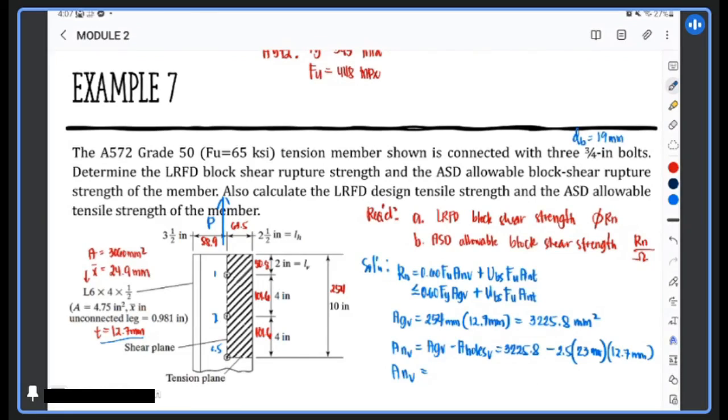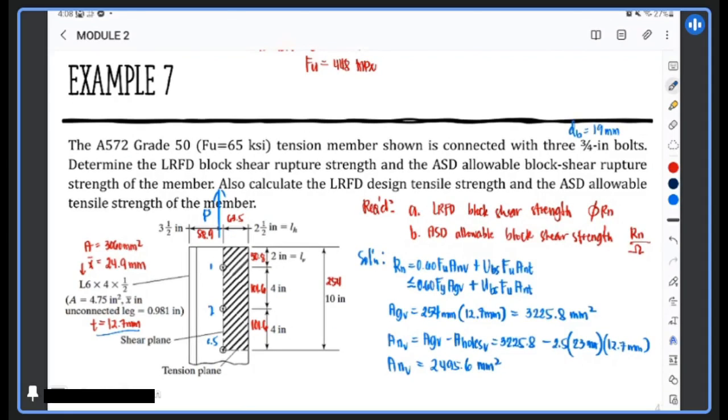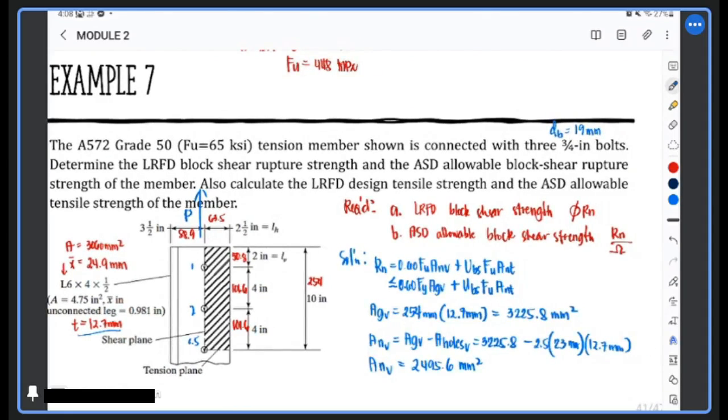And we have 2495.55, or 0.6 na lang, square millimeter. Pwede nga 2496 na lang, but sige, ganyan na lang. Last one, ANV, AGV, the net area for tension.